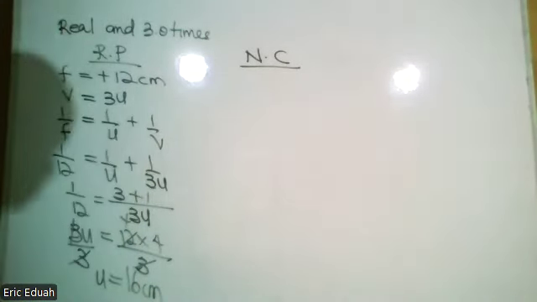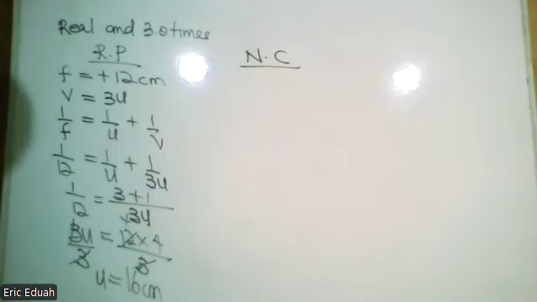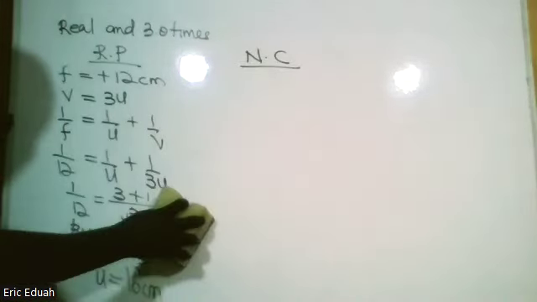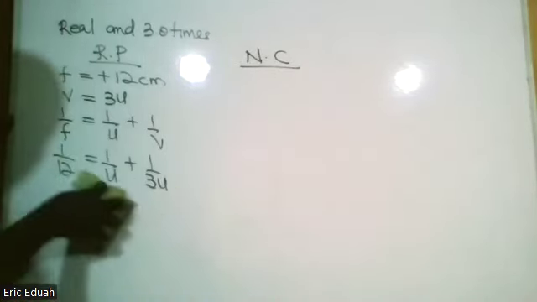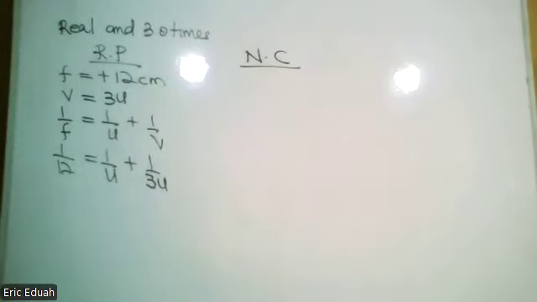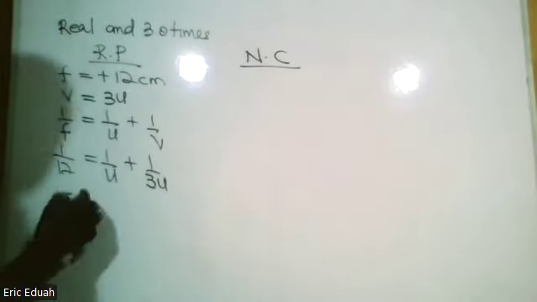Yeah, and please, I don't get this step. After 1 over 12 is equal to 1 over u plus 1 over 3u, then it came to 1 over 12 is equal to 3 plus 1 over 3u. Mm-hmm. I'm solving to determine u. So what's the LCM?